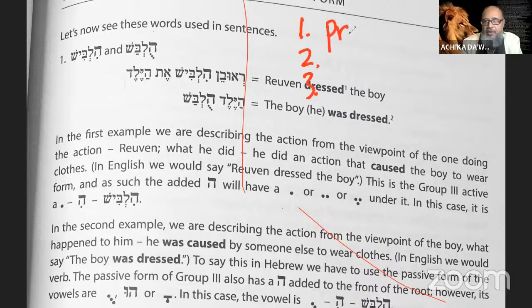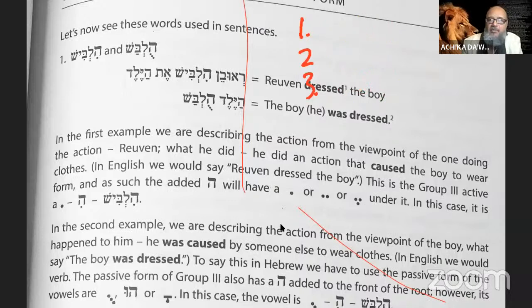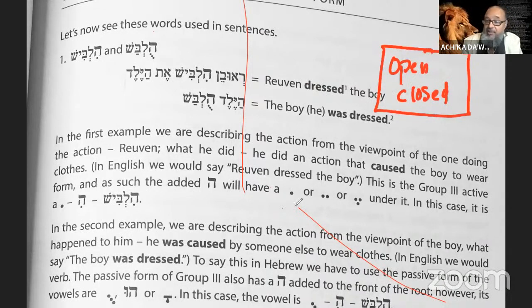They have one called, and we'll go over this when we get to it, pretonic, tonic, and I think it's called prepartonic. Depending on what letter is being used, like say davar, they have this concept of being open and closed. That's the idea behind when you put an accent. I'm going to try to simplify it.